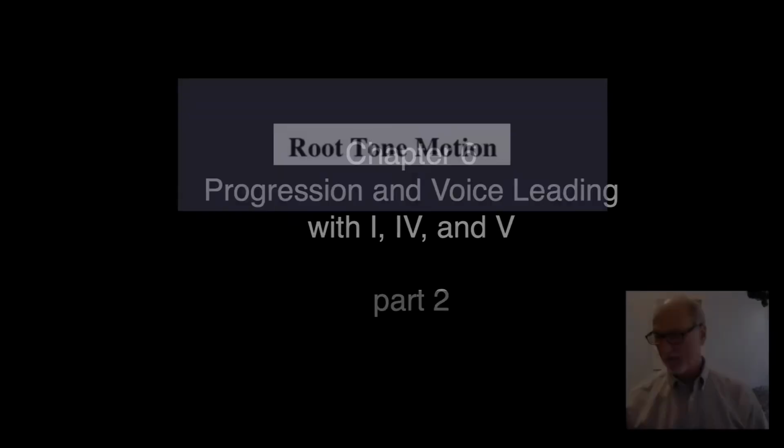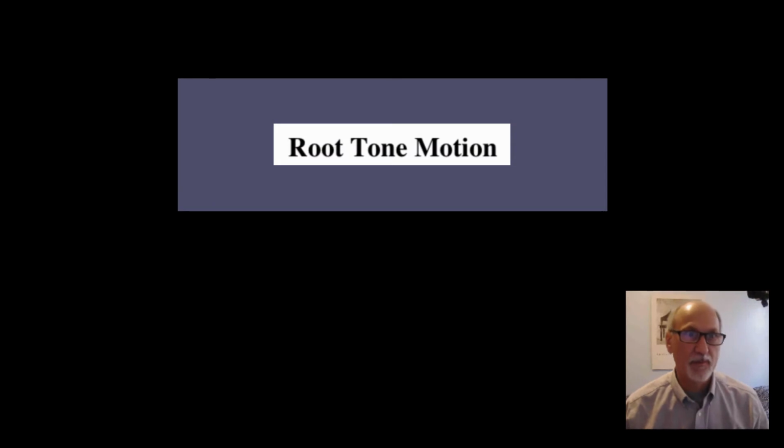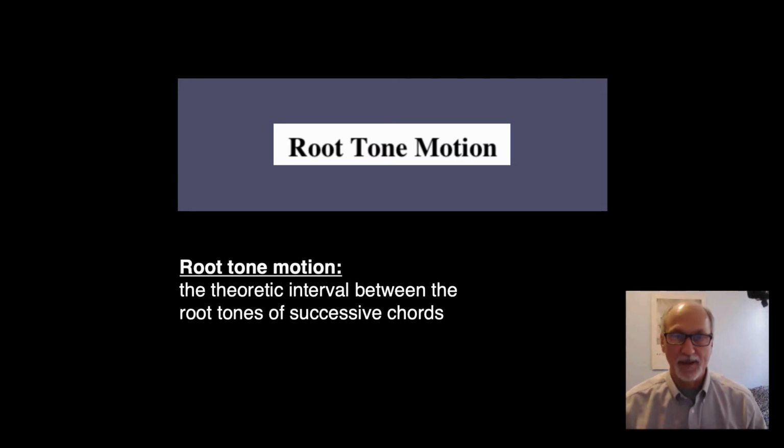Okay, in this video we're going to actually talk about how to create and write some of these progressions and some of these cadences that we've been talking about. And the first thing we have to learn how to do is talk about chords in terms of root tone motion. In other words, when one chord moves to another chord, we want to be able to categorize that progression. And we want to do it in terms of root tone motion.